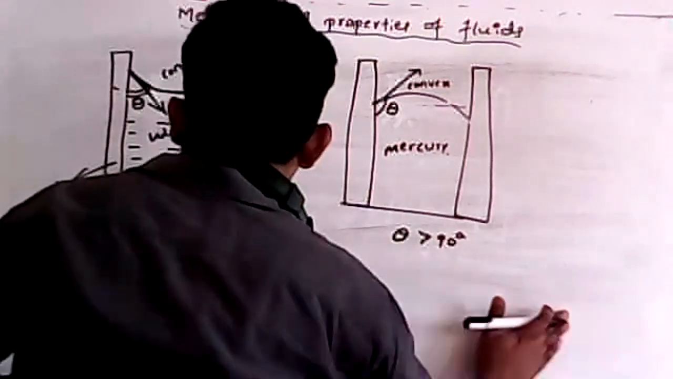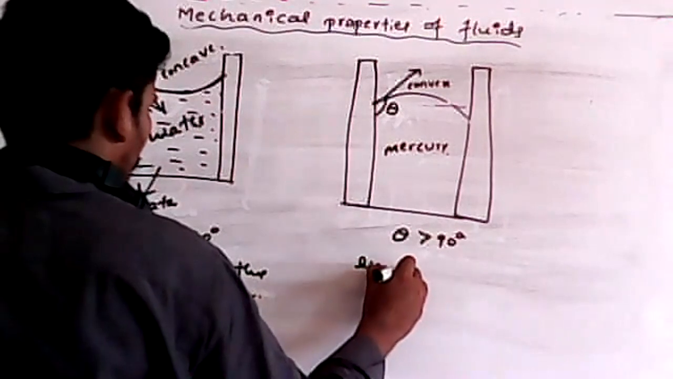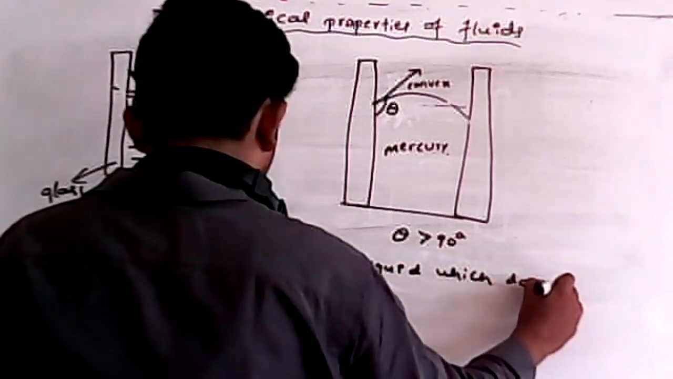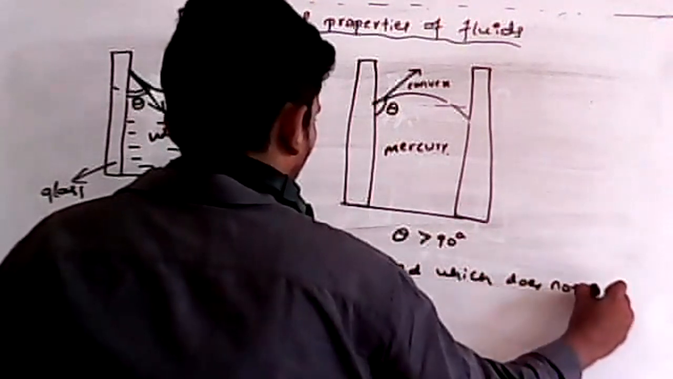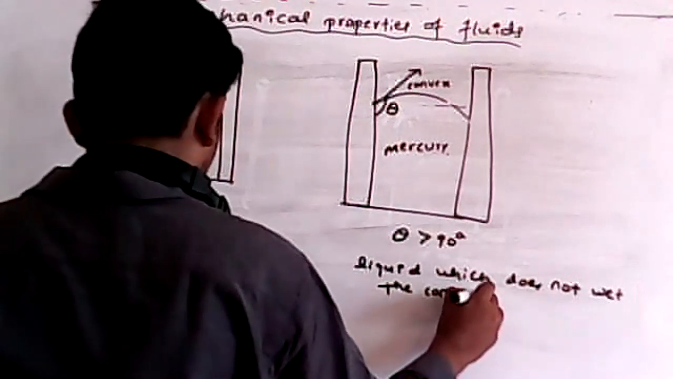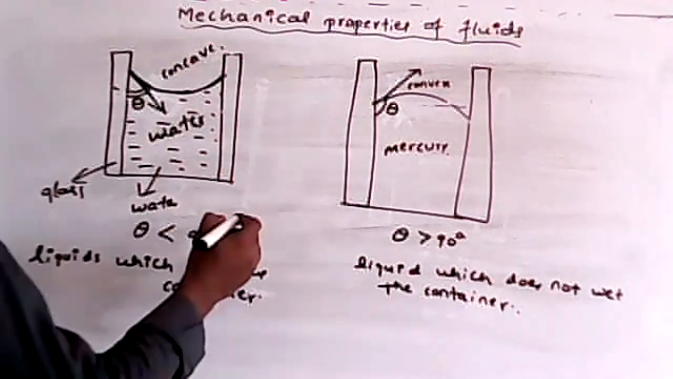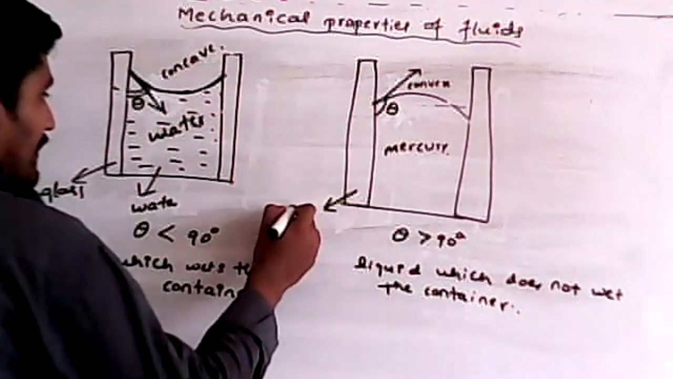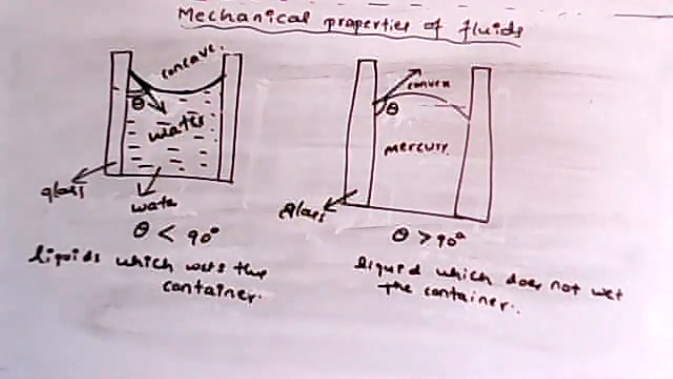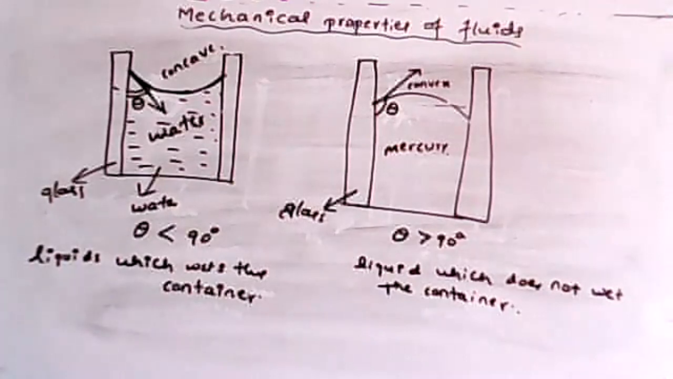Then, how can I write, a liquid which does not wet the container? This is called greater than 90 degrees. This is the glass surface, the solid surface, and this is mercury. Okay, last point I have to use here.